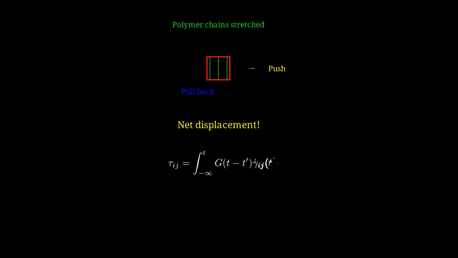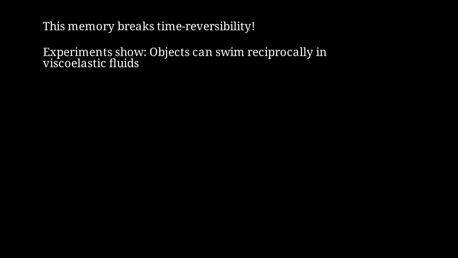The stress tensor tau depends on an integral over past strain rates. G is the relaxation modulus. This integral means the fluid remembers its history. This memory effect breaks time reversibility. When you reverse the motion, the history is different, so the forces are different. This allows reciprocal motion to produce net displacement. Experiments have shown that objects performing simple reciprocal motions can indeed swim in viscoelastic fluids, directly violating the Scallop theorem.